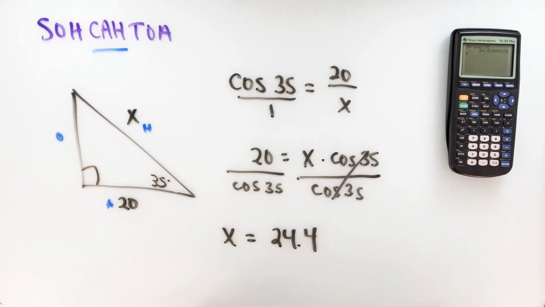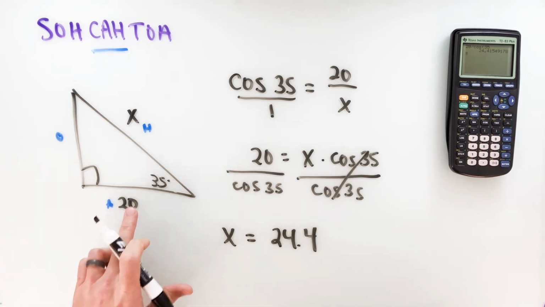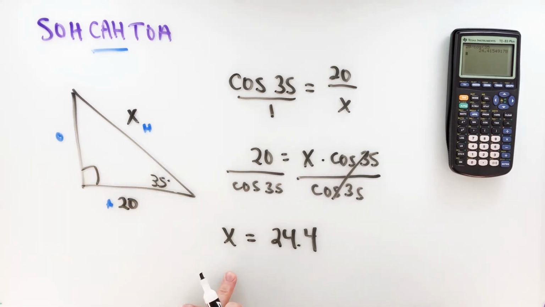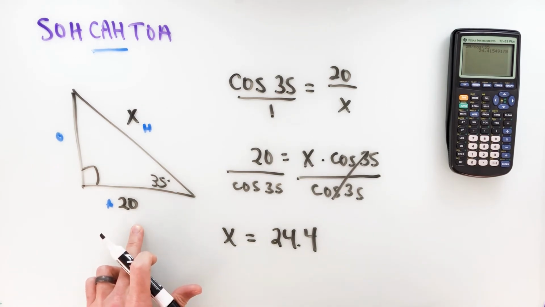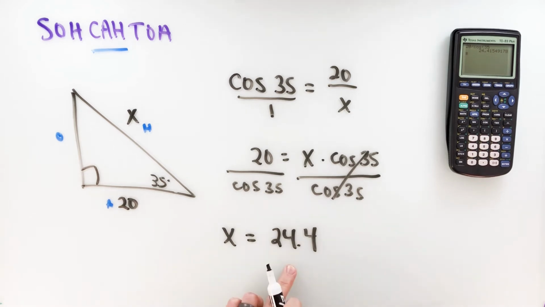Now it's always helpful to check your answer with your problem or with your picture. Obviously my picture is not drawn to scale because I just drew it freehand, but I know that my hypotenuse does have to be the longest side of that right triangle. So my leg down here is 20 units long. I know that my hypotenuse is going to be longer. In fact, looks like it's just a little bit longer. So 24.4 seems like a reasonable answer for this type of problem.